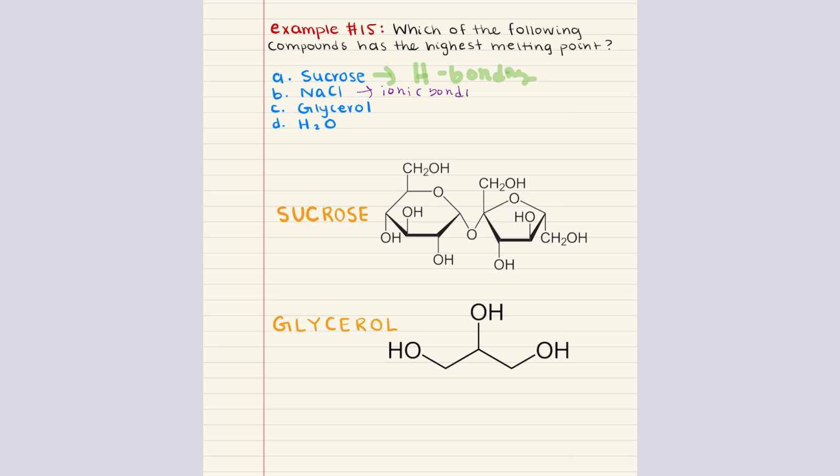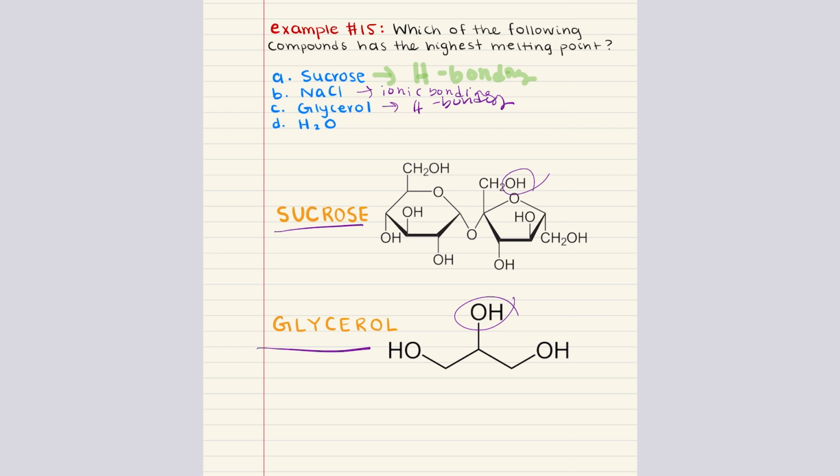All right, answer choice C is glycerol. Glycerol, this has 3 hydroxyl groups. These are OH groups. And I have sucrose here and glycerol here just so you can visualize what I mean when I say they have a lot of OH groups. And this, again, leads to significant hydrogen bonding. Now, again, hydrogen bonds are strong, but they're not as strong as ionic compounds.